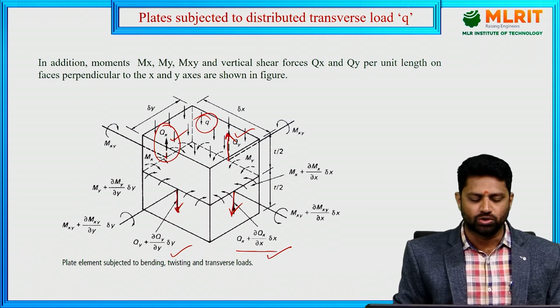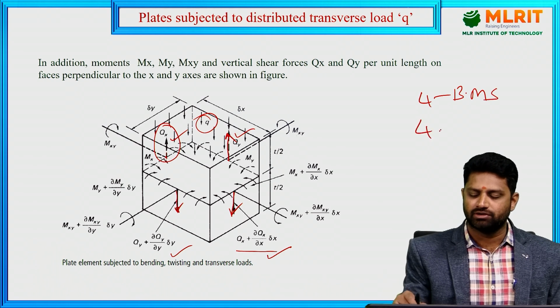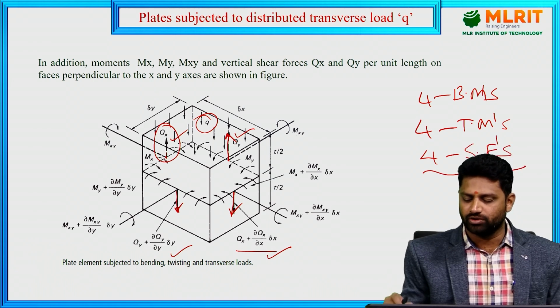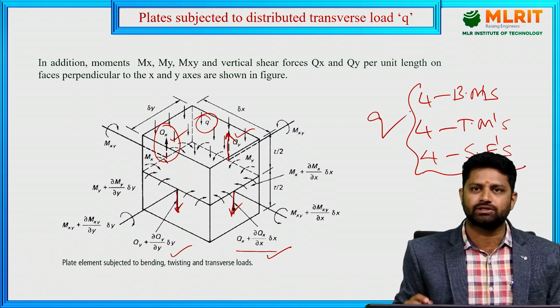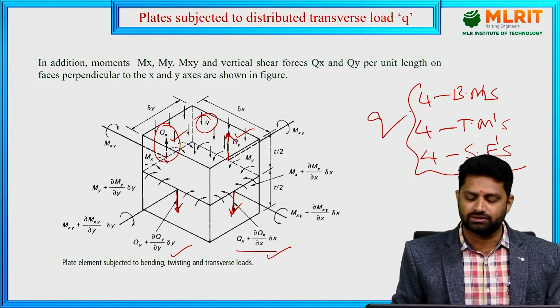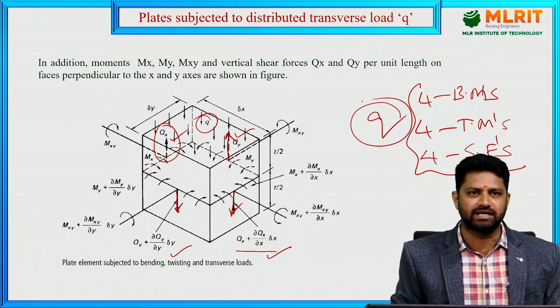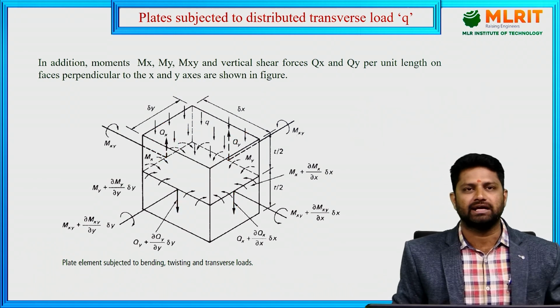So we are going to represent 4 bending moments, 4 twisting moments, and apart from this, 4 shear forces. Along with this, we are going to represent Q also. So 4 bending moments, 4 twisting moments and 4 shear forces, along with the transverse load Q on this diagram. These are the things which we are going to incorporate in this diagram.